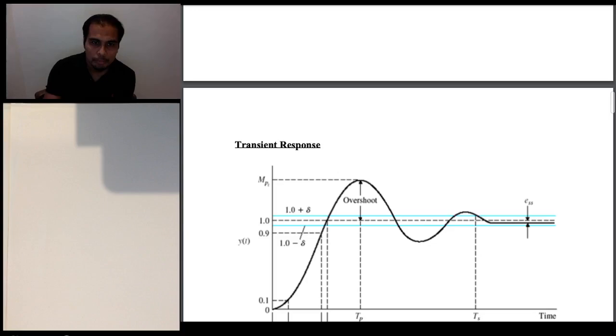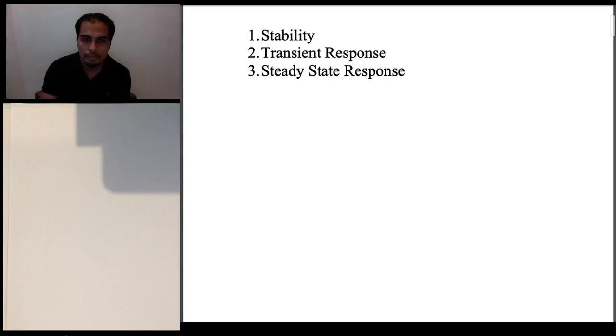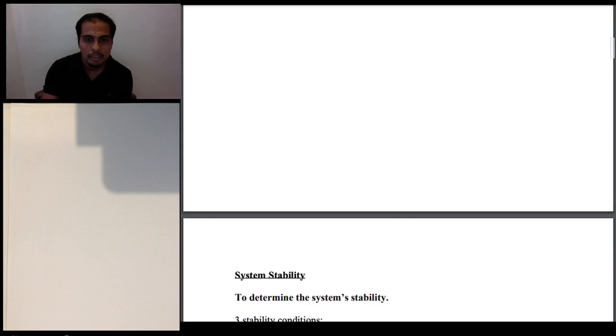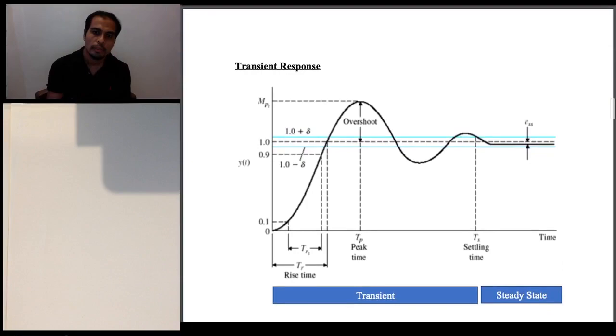Come to the transient response. The first one is stability. We discussed stability just now, whether the system is stable, how the system is stable, and so on. Then let's have a look at the transient response. Look at this response. When we input something to the system, to the plant, then we will see what the response of the output is. That's what we call the output response.